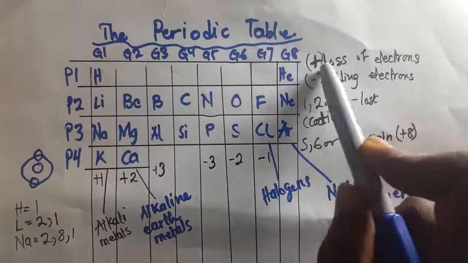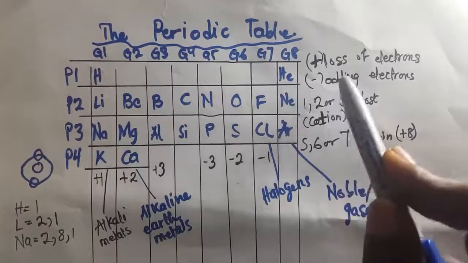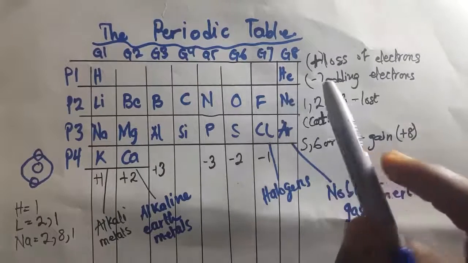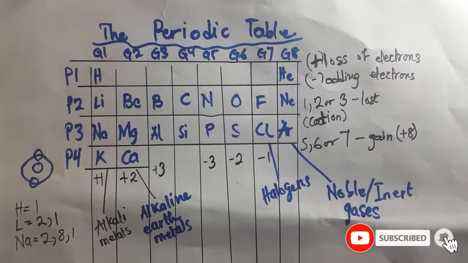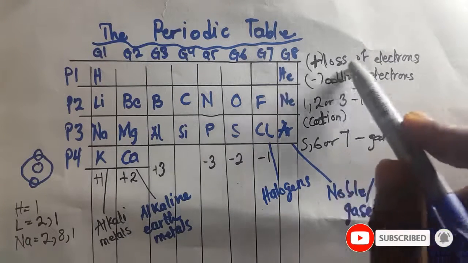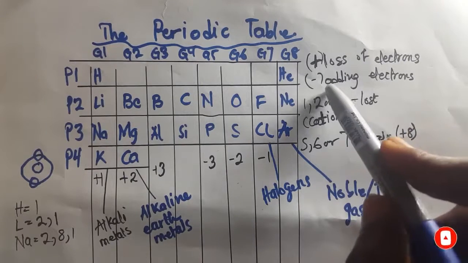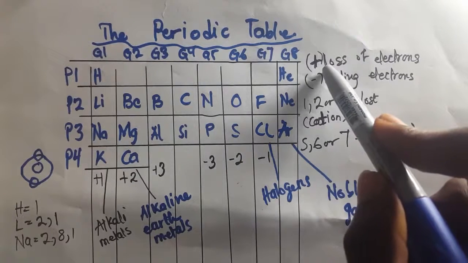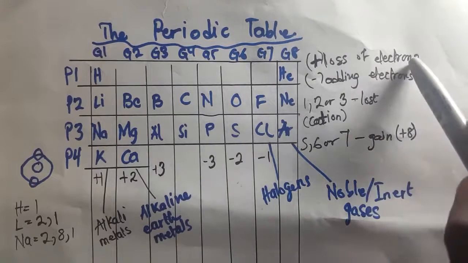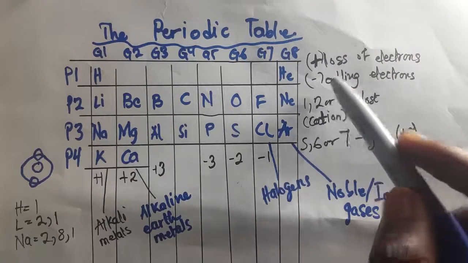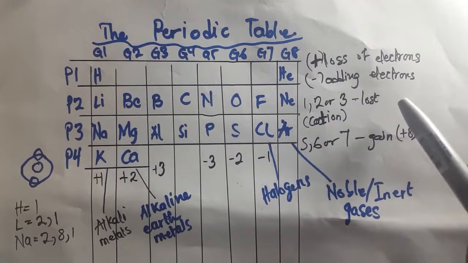Now you can see over here I've written loss of electrons plus, adding electrons minus. Now in mathematics, when you see plus, it means you are adding something. But over here, when you see plus, it means you are losing a number of electrons. So an element, or atom, which has lost electrons is known as a cation. And an element which has gained electrons is known as an anion.